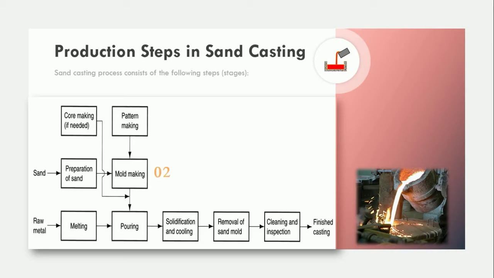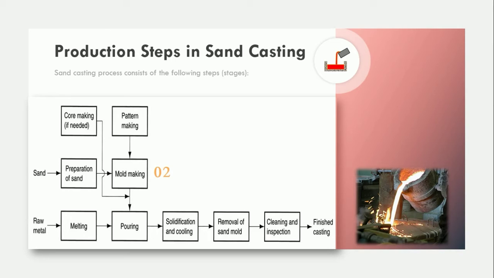Step number two is what? Mold making. Mold making is the process of making a cavity in sand which conforms to the shape of the desired component and can withstand the high temperature of molten metal. Mold making is done by means of preparation of sand, and that sand is going to withstand the temperature of the molten metal. So this is the crucial part in the respective steps of sand casting, that is mold making.